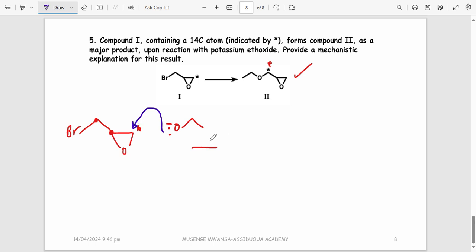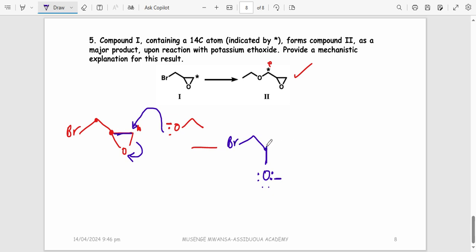Every time you attack the carbon, we call it the opening of the ring. The bond here is going to break. We open the ring, and see what we're going to have. We still have Br. Let me write the oxygen down here. This oxygen is going to be negatively charged because it has carried those two electrons. It already has two other electrons. You know how water is bonded to two hydrogens, it has two lone pairs. Same with this oxygen, it's bonded to two carbons, so it's going to have two lone pairs. So it's negatively charged.